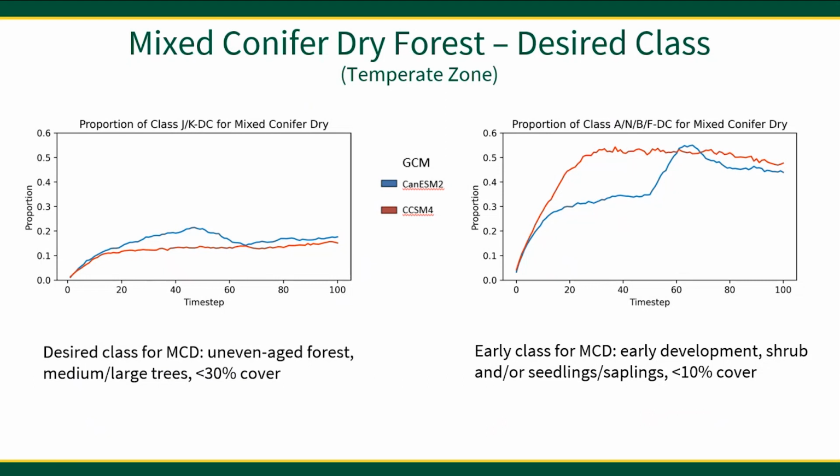On the other hand, if we look at what state it is hanging out in, most of it is in this early development state where there are seedlings and saplings and less than 10% cover. So this is where we can talk to managers and say, you might want to find some ways, based on our model output, to get more of mixed conifer dry into that desired class over the course of the future.